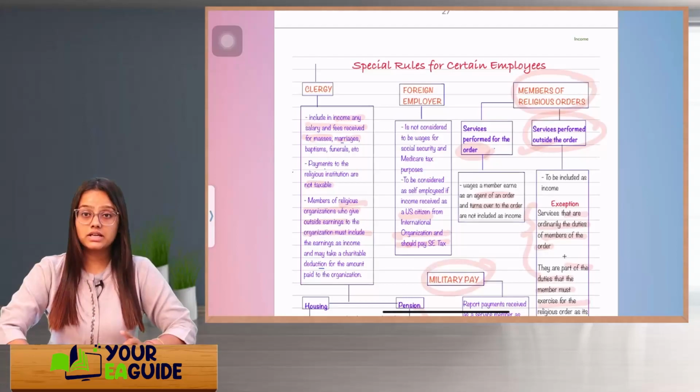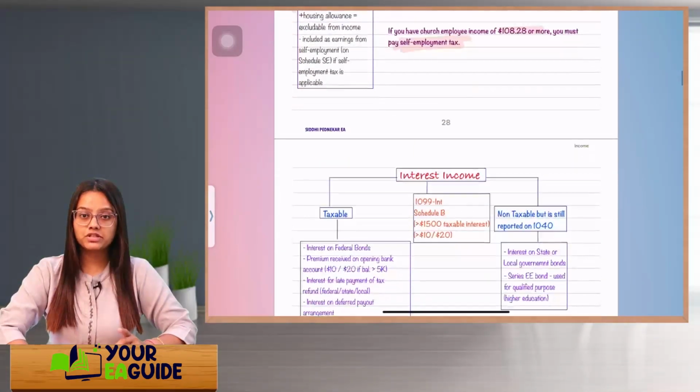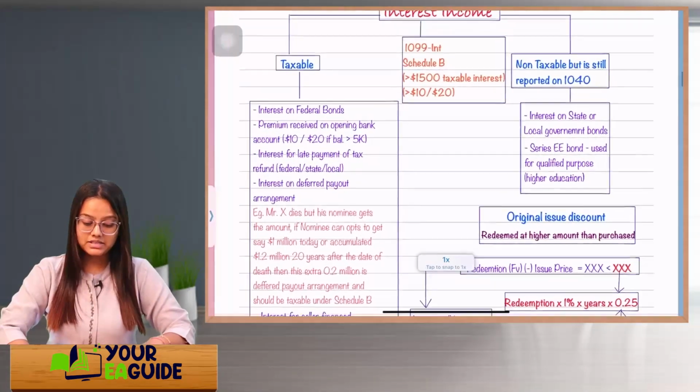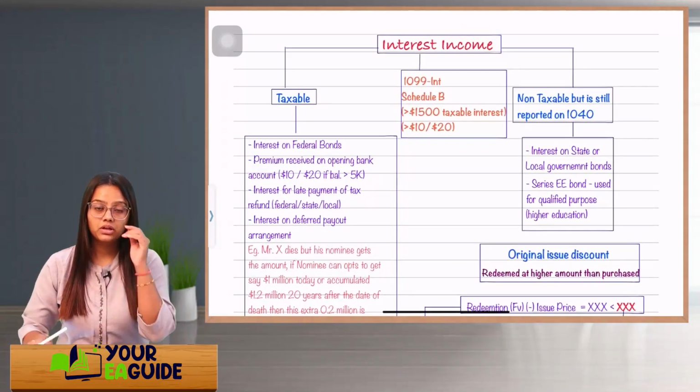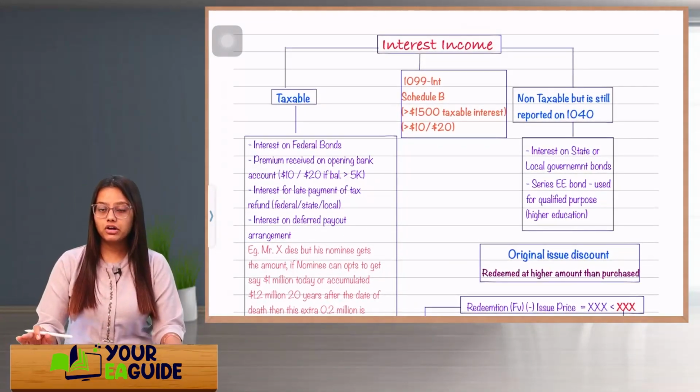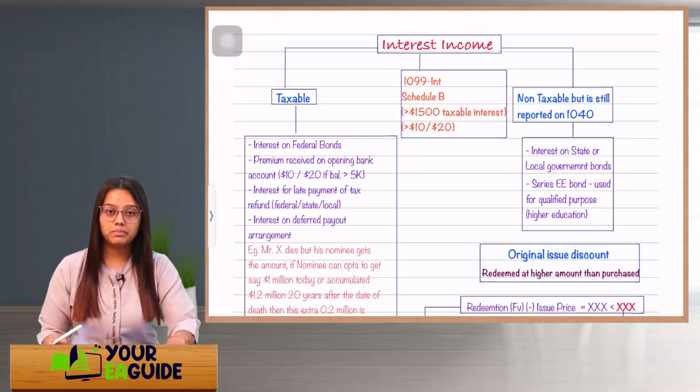Clear, guys? So these are some special rules for certain employees which we have seen. Next one is passive income, interest income, we are starting. If you are receiving interest income, it will be taxable.